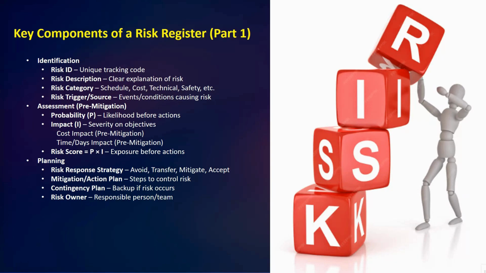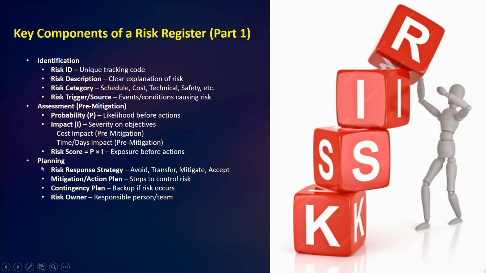So we define the probability of the occurrence, and you can see the impact on the project's objectives. Impacts are usually separated into cost impact and time or delay, or you can say the days impact. Then multiplying probability and impact gives us the risk score, which tells us how critical the risk is at this stage. Okay, so this will be the assessment for the pre-mitigation for the risk.